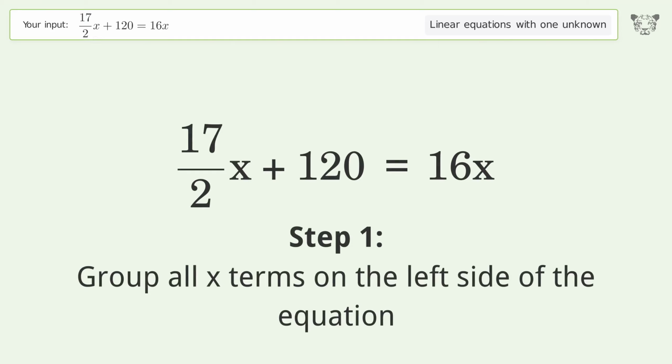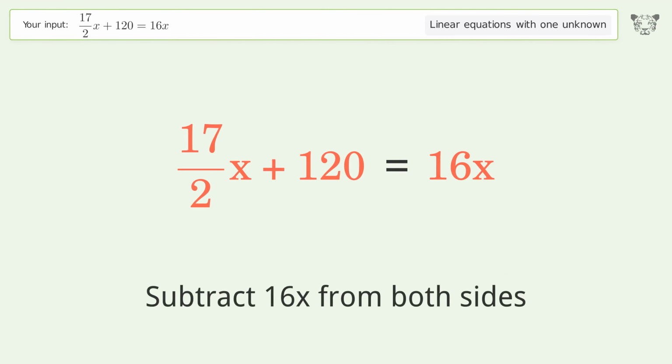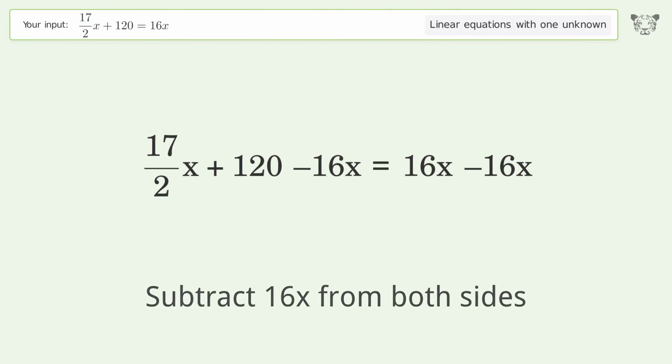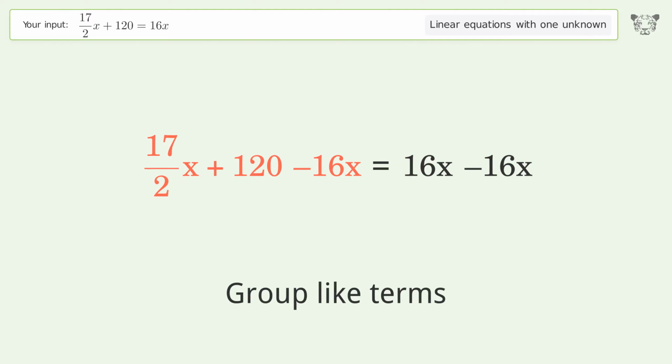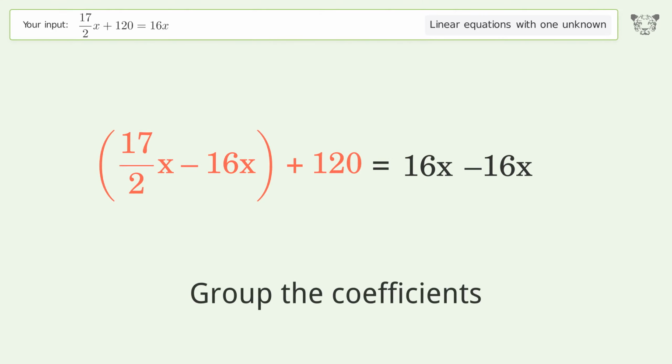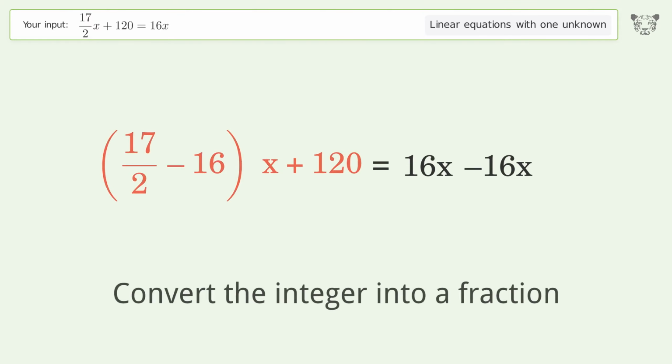Group all x terms on the left side of the equation. Subtract 16x from both sides. Group like terms. Group the coefficients. Convert the integer into a fraction.